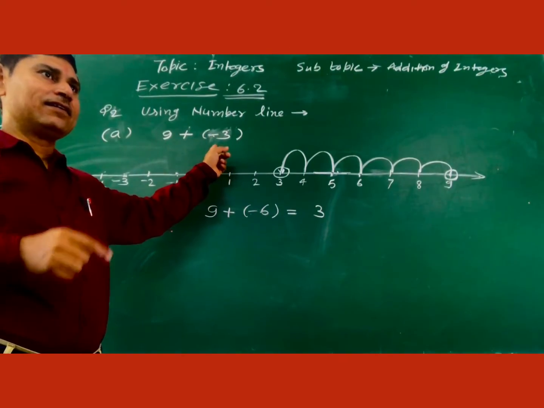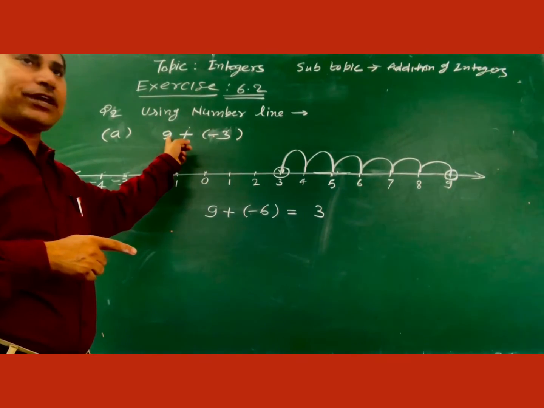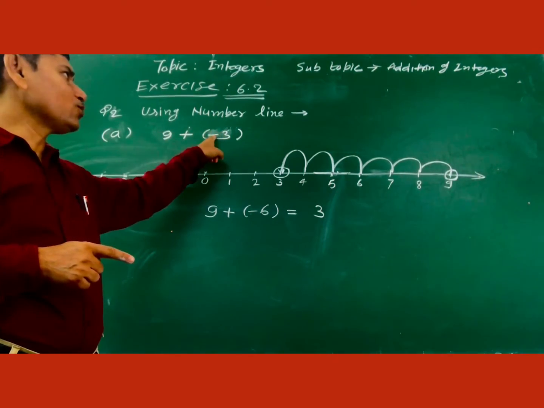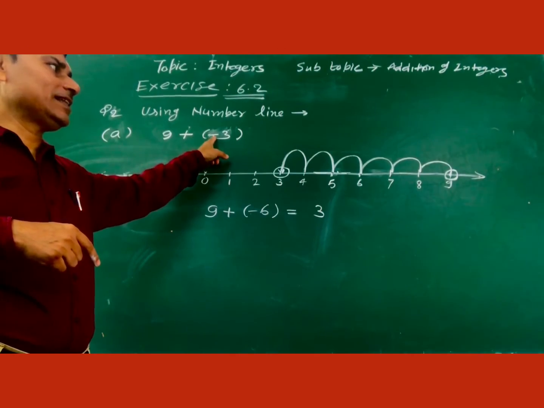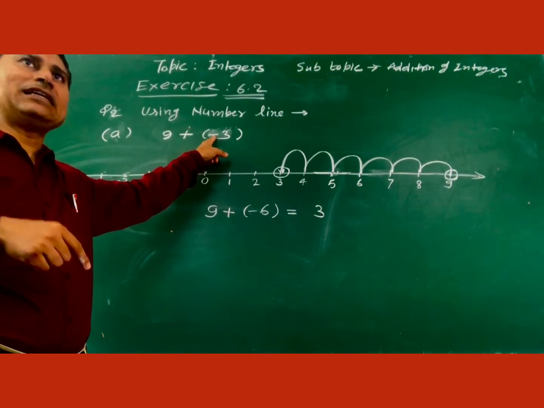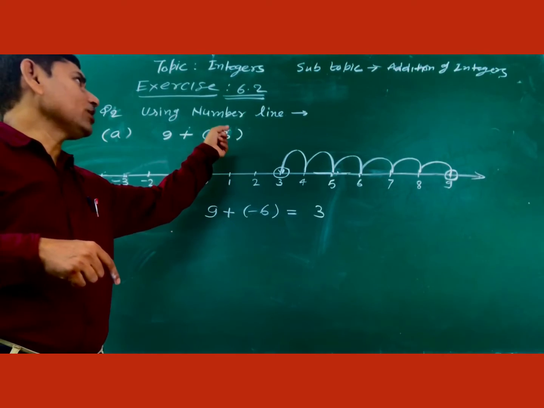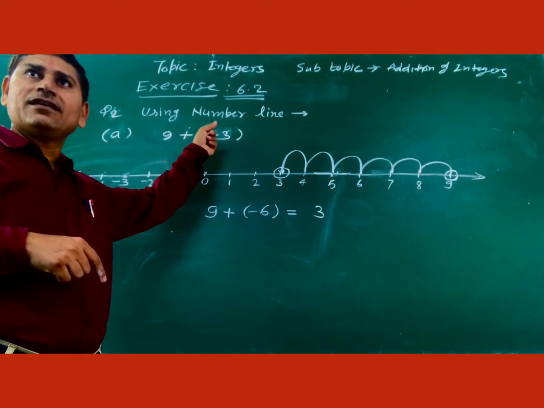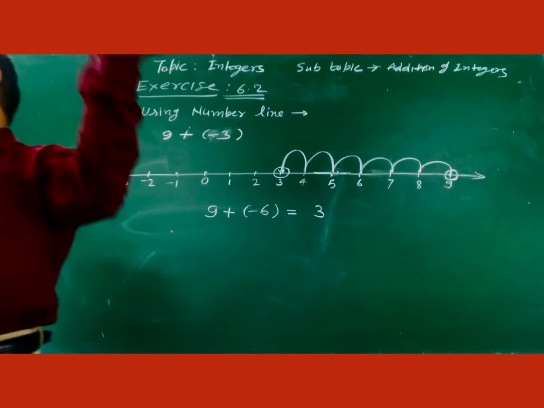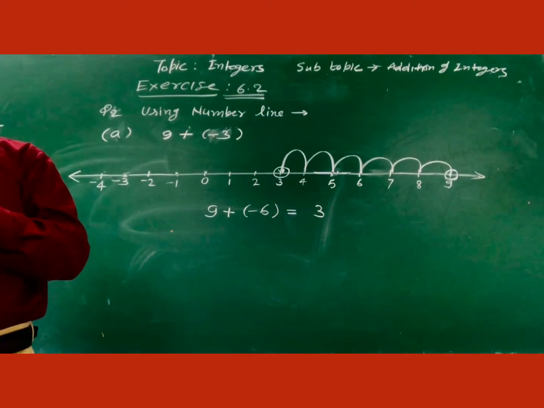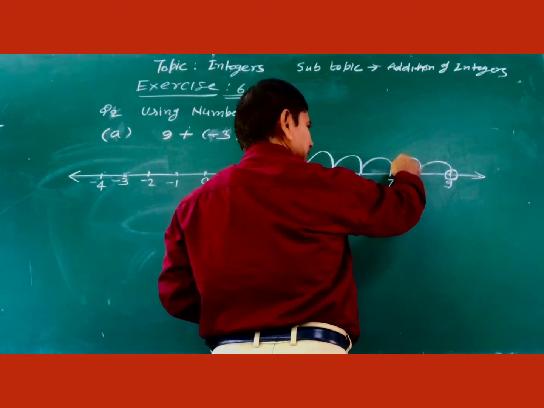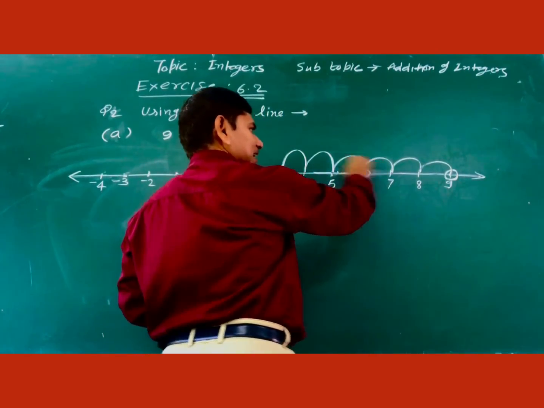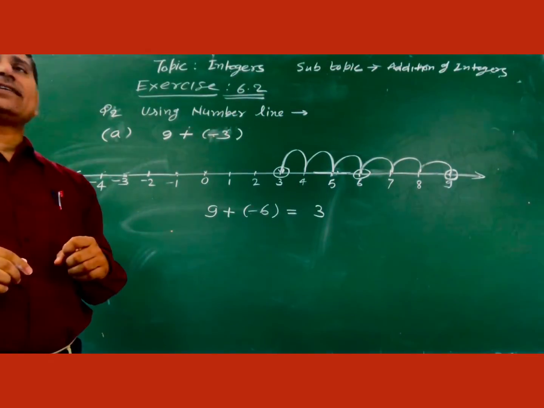See once again. Here is 3, 9, and this one is minus 3. Okay. Look carefully and then tell me, everyone, what the answer should be. Because this sign is minus, you will move to the left side. So step by step, this is first, second, and third. So the result is clear, 6.